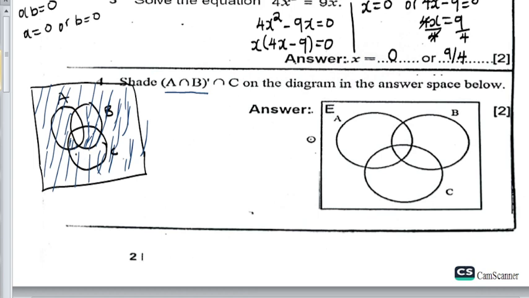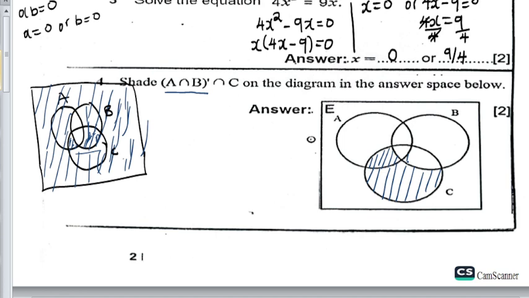You are going to realize that this part is shaded. So we are also going to shade it here, because what I'm shading is also part of set C. Once that is done, we are also going to shade this part because it is shaded here. I'm going to shade it there also. Then this part is equally shaded here. I'm going to shade it there, just like that. So this part will be shaded.